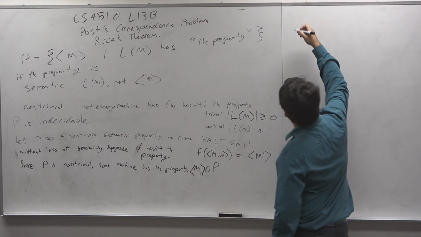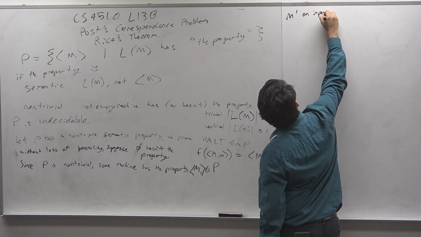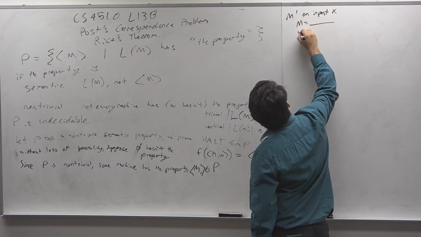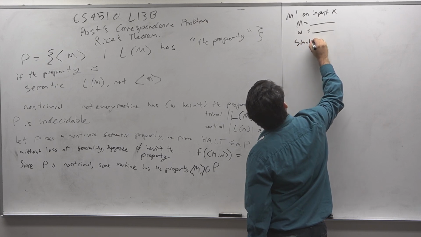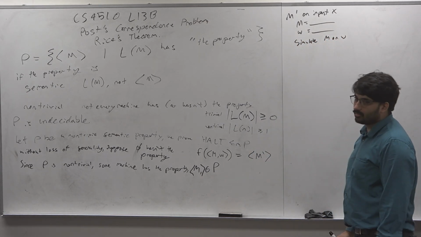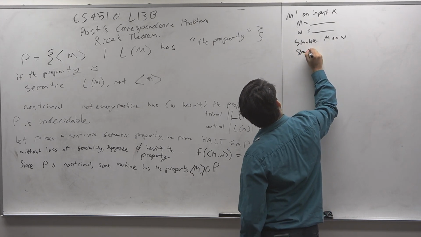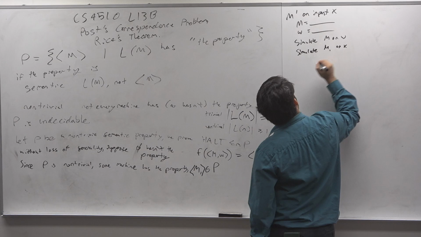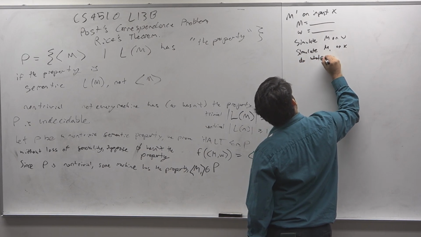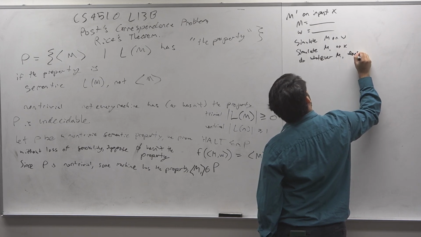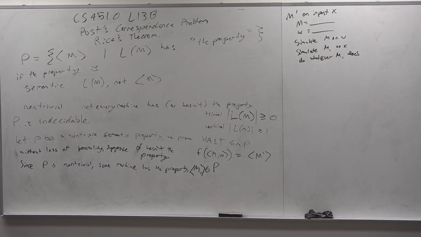We code M prime as follows. M prime on input X is going to have M and W hard-coded. And as you know, it's going to simulate M on W, okay? Once it finishes that, it's going to simulate M1 on X and do whatever M1 does. So if M1 accepts, so will M prime. If M1 rejects, so will M prime. And if M1 is stuck in a loop, so will M prime. What this means is that M prime pretends to be M1 if and only if M accepts W. So it's going to pretend to have the property, whatever that happens to be, if and only if it accepts, right? Let's just do the if and only if.